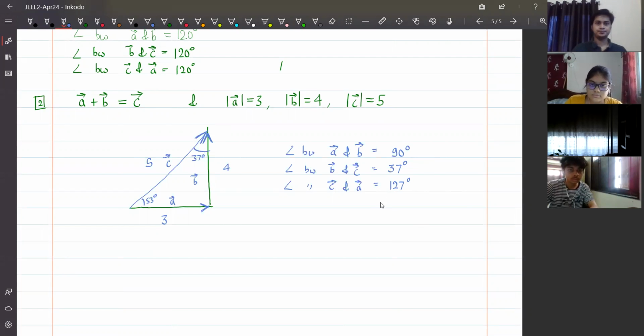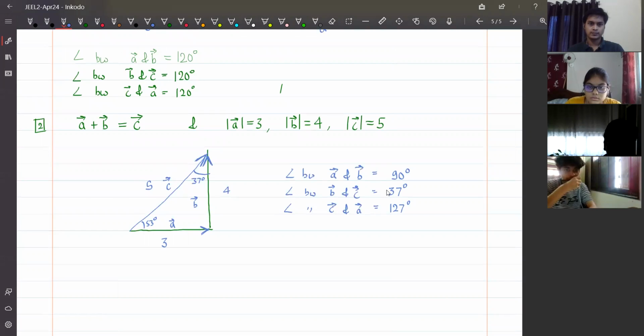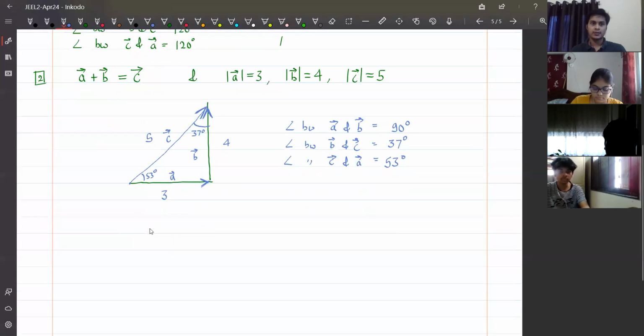Sir, the angle between C and A should be 53, right? Oh, wait. A is like this, no? Yeah, you're right. It will be 53, because see, the tails are already at the same point. It should be 53.